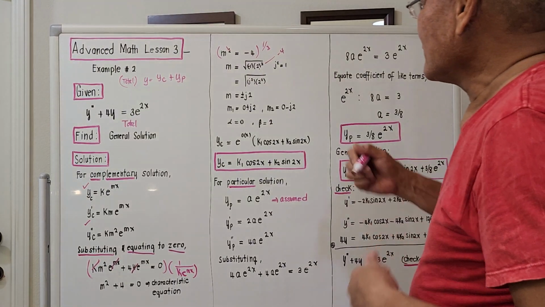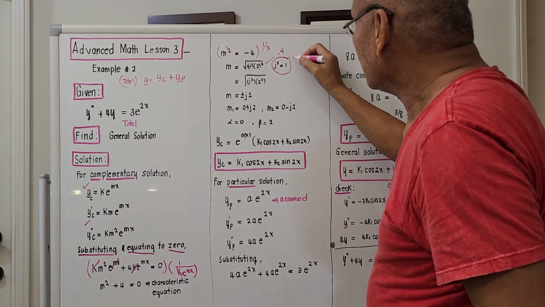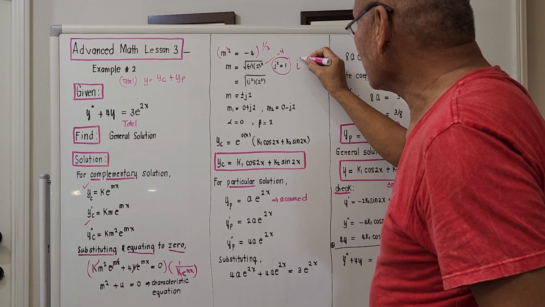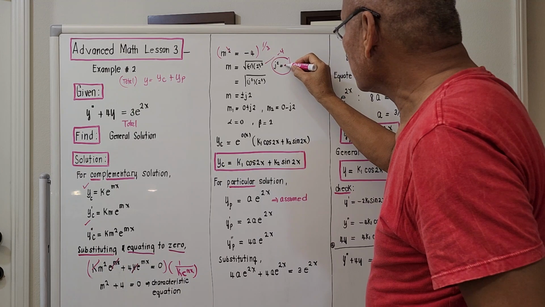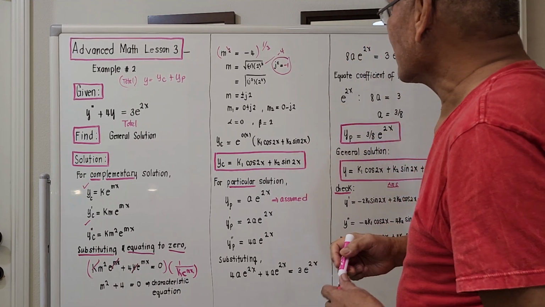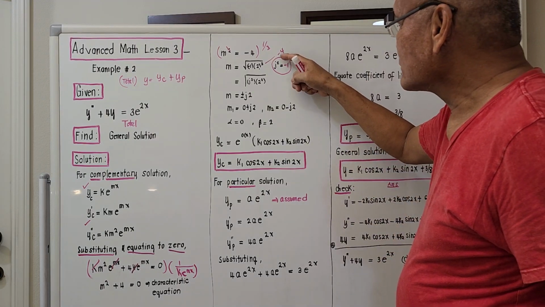So we will replace that negative 1 by j square. Or sometimes they replace this negative 1, j square is negative 1. This should be negative 1. Or we'll just use j square. We'll replace this negative 1 to be equivalent to j square.